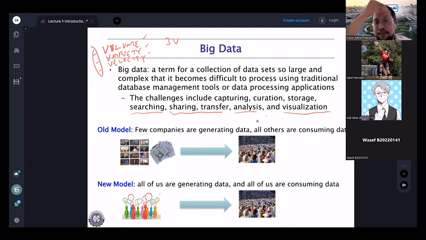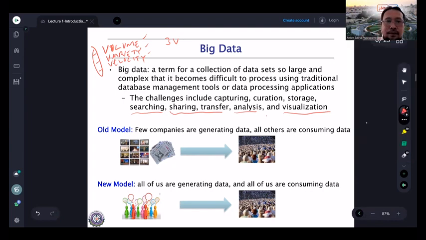So that is big data, and there is a change of paradigm here from the old model to the new model, as I mentioned. In the old model, a few companies were generating the data. Previously we didn't have any social media. When I was an undergraduate, we didn't have this kind of social media. When we wanted to know the news, we had to read the newspaper, watch television, or listen to the radio. That is the old model for knowing the news.